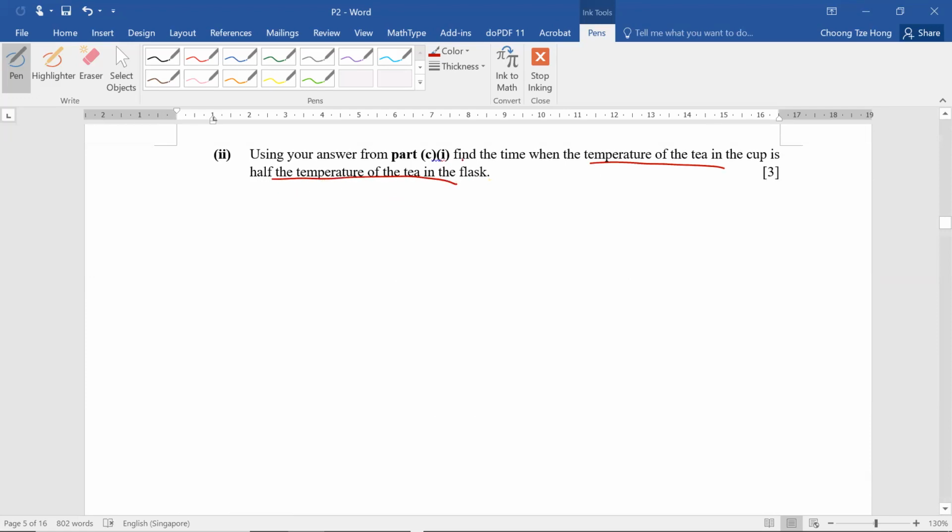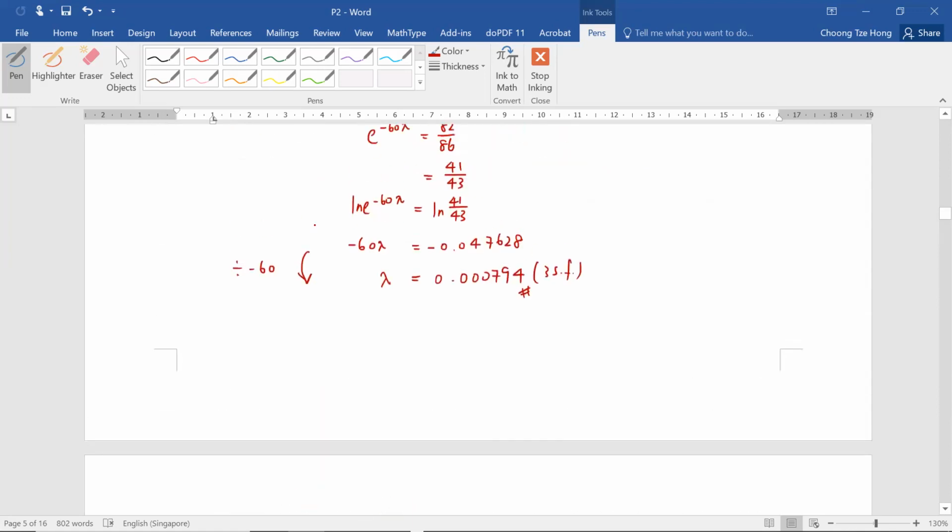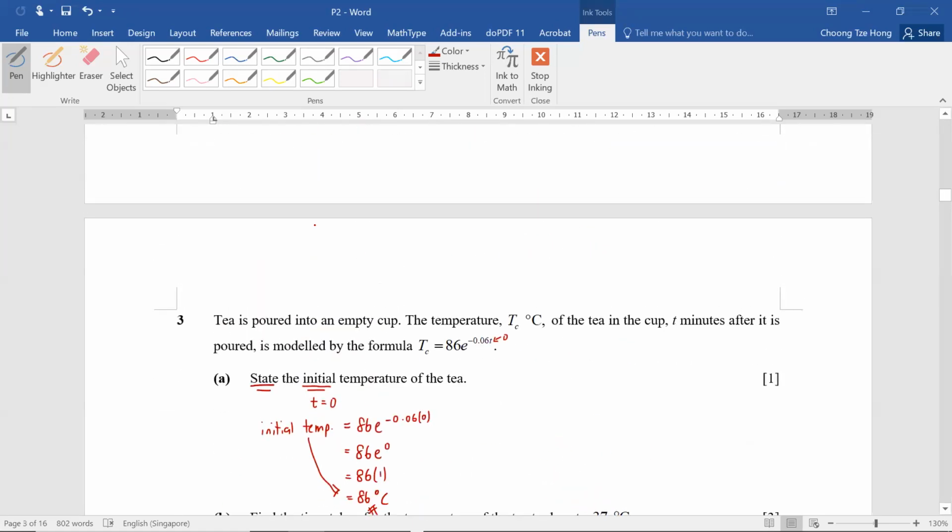So now they want the temperature of tea in the cup to be half the temperature of tea in the flask. Remember, this flask is a vacuum flask, so the temperature drops lower. For the same amount of time that has passed, it's expected that the temperature of tea in the cup is lower than in the flask. In this case, they want the situation whereby the temperature in the cup is exactly half the temperature in the flask, which is expected because the temperature in the cup is dropping faster. The formula for the temperature of tea in the cup is this. This one is given in the original question, so we're just using this one.